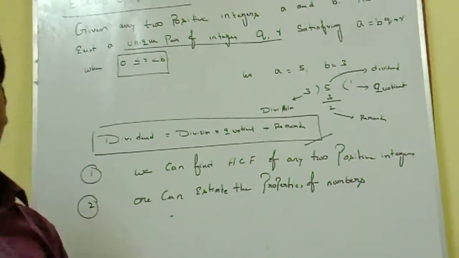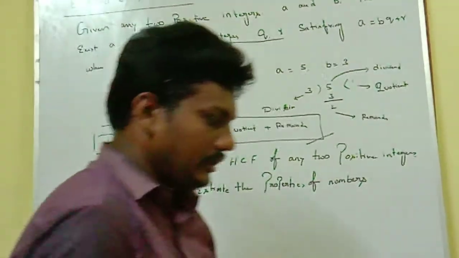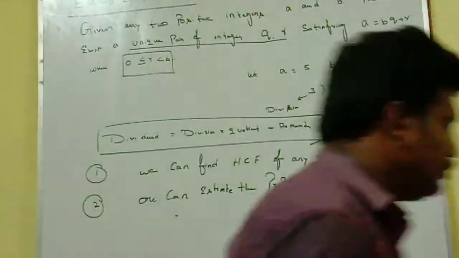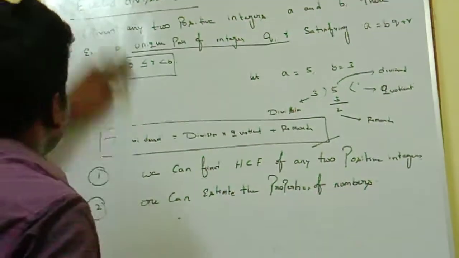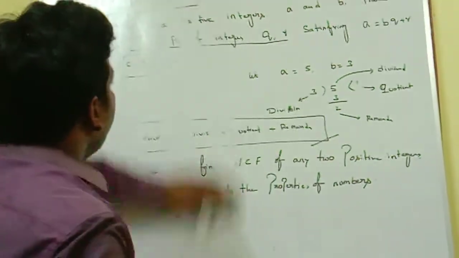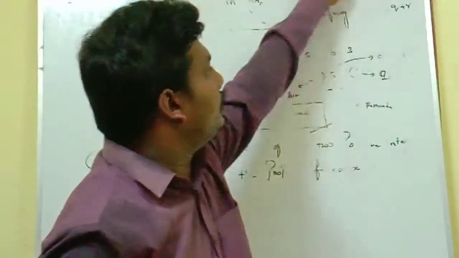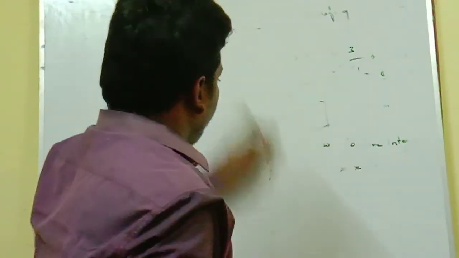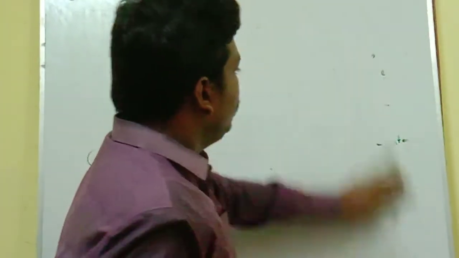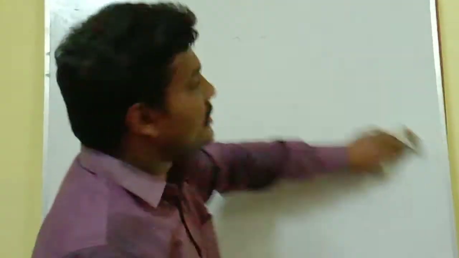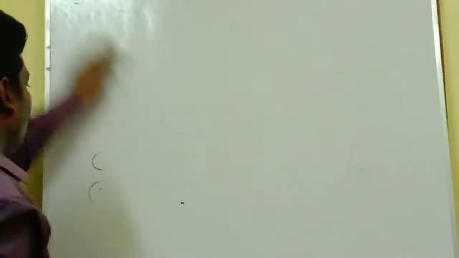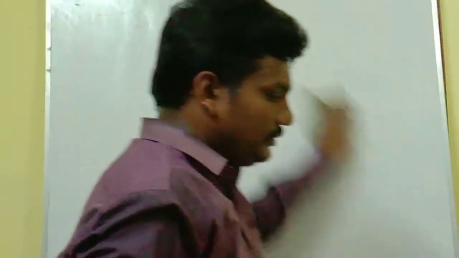So how to find the HCF of any two positive integers? Let me explain how. Now we are going to discuss finding the HCF of any two positive integers. There are sequential steps, and these sequential steps are called an algorithm or lemma. We are going to discuss that now.